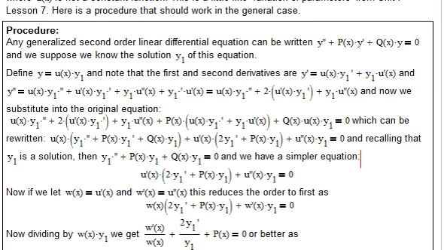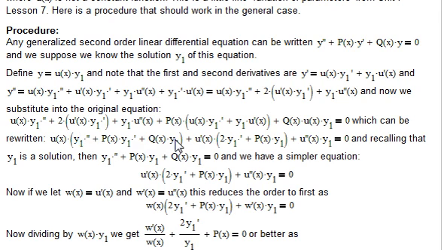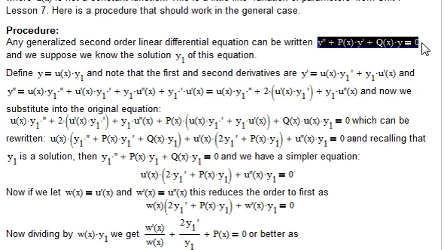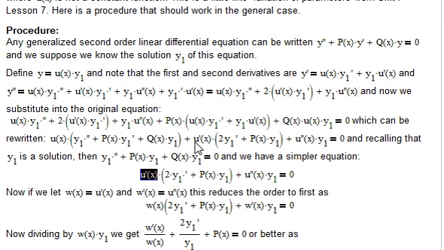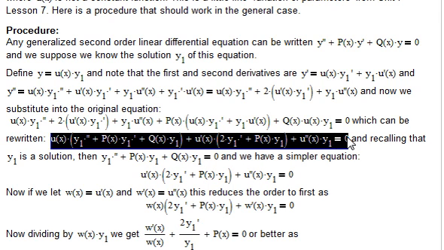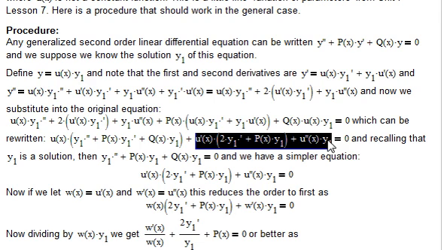What's in the parentheses here is our original equation, which we know is equal to 0, because we know y1 is a solution. So that means this whole part right here is gone. So then what we wind up with is just, actually, what's left over is this part. Whoops, sorry. This part equal to 0. And that's what I've written here.